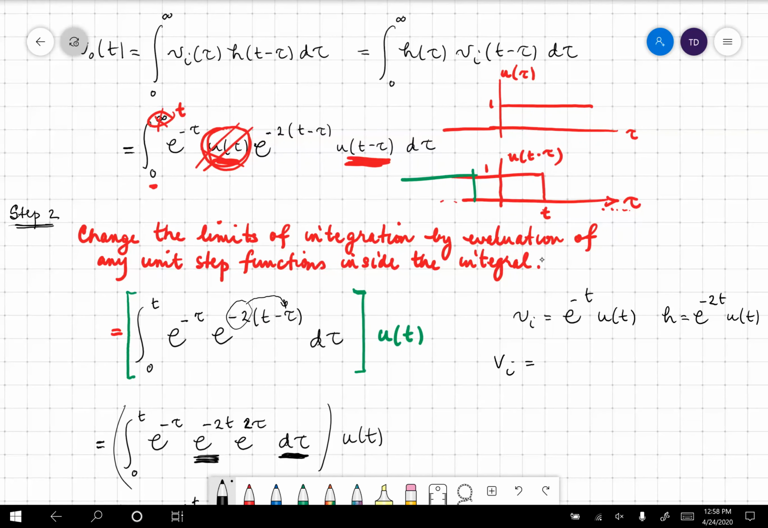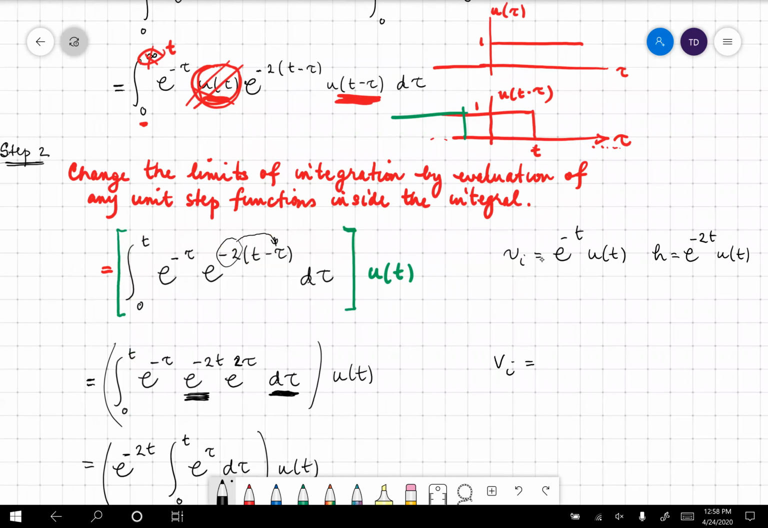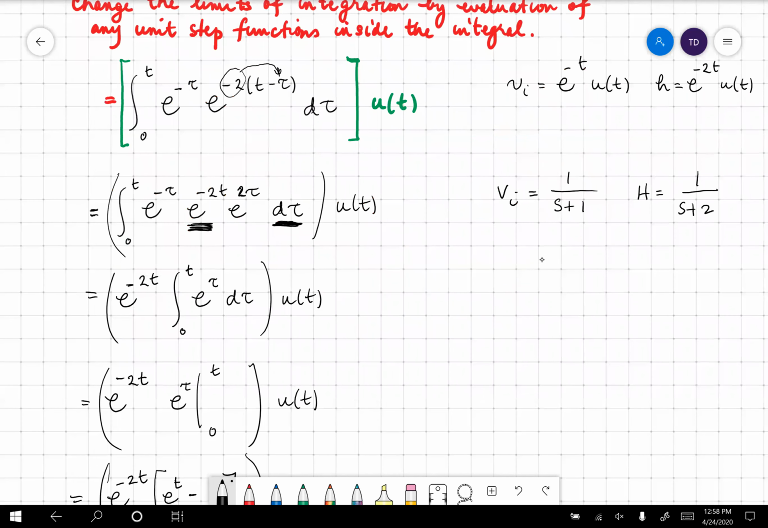Capital VI, VI of s. What's VI of s equal to? 1 over s plus 1. H, 1 over s plus 2. Now what? Multiply them. Yep, multiply those exactly. H of s times VI of s. So that's equal to 1 over s plus 1 times 1 over s plus 2 equals 1 over s plus 1, s plus 2.